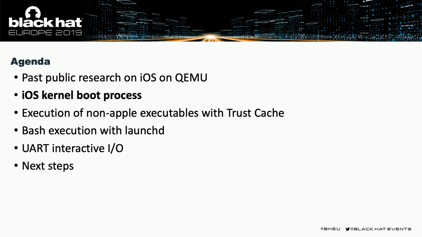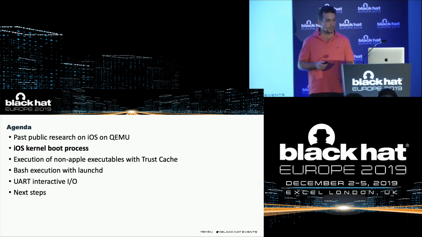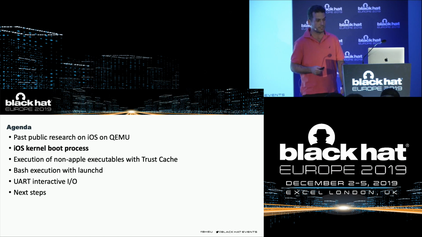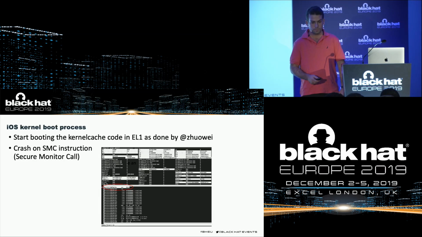All right. So we talked about interesting past research done for executing iOS on QEMU. In this talk, we're going to walk through some select research stages we had to go through to achieve iOS execution on QEMU. We will first talk about how we were able to boot the kernel, then talk about how we were able to run executables that are not signed by Apple on the emulated iOS device. After that, we will talk about how we executed bash on iOS, and then about how we were able to get interactivity with the executed bash process. And finally, we will talk about what lies ahead for this project.